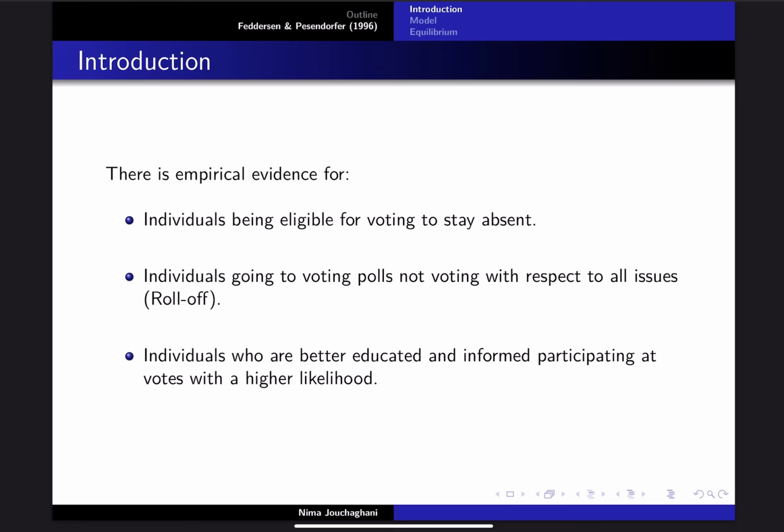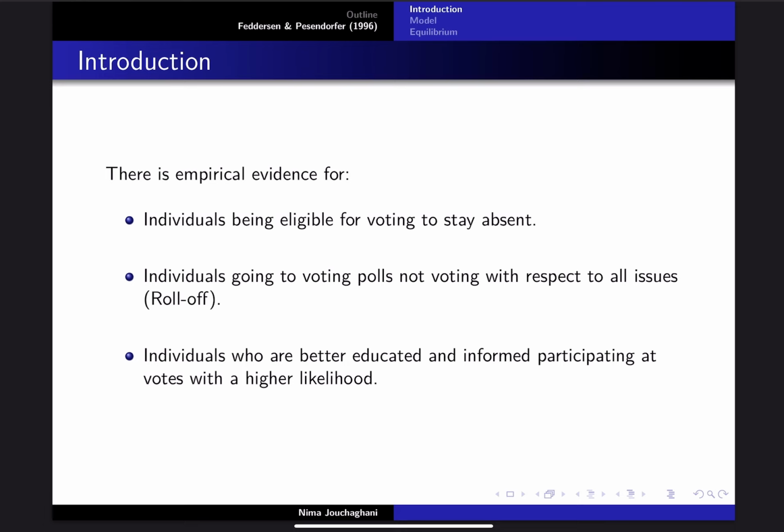And in addition, there is empirical evidence for individuals who are better educated and informed. So whenever individuals are better educated and informed, they participate at votes with a higher likelihood. So they go to vote with a higher likelihood, and also they roll off with a lower likelihood compared to less educated and less informed agents or participants.